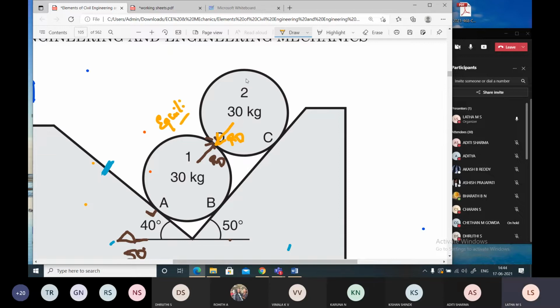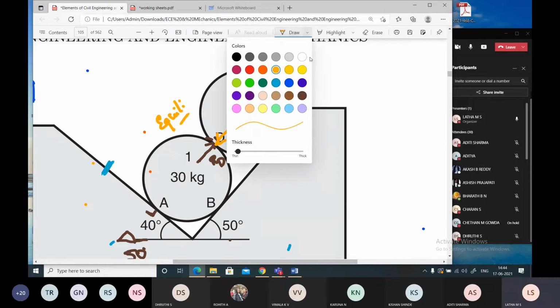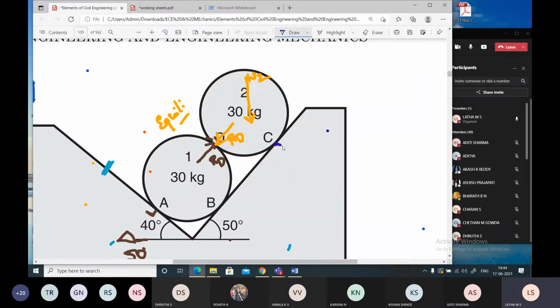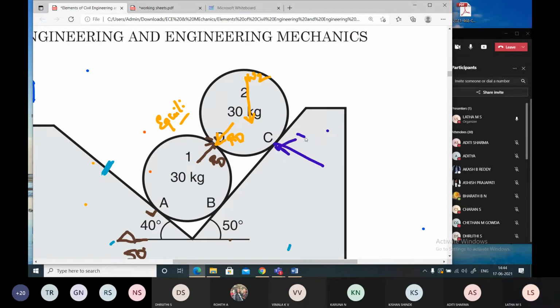Got it? Then you find W2 acting vertically straight. W2. Then what else do you find, students? RC, ma'am. Yes, RC. Very good. You find the force RC. RC is the force that you find. What is the angle RC is making?